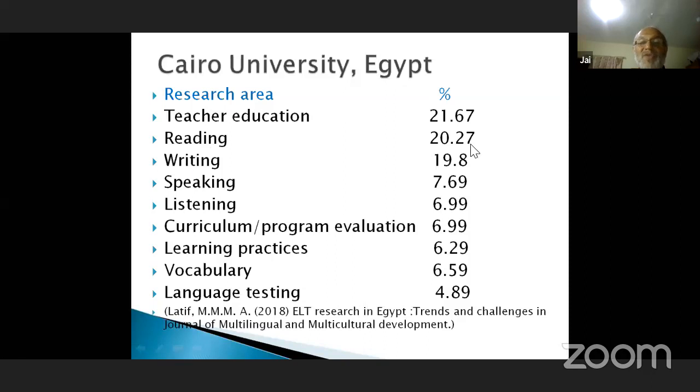Here you've got reading 20.27%, writing 98, speaking 769, listening 699, curriculum program evaluation 699, learning practices 629, vocabulary 659, language testing 489. So this is the trend that I got from the University of Cairo, just to match it with our emphasis in the ELT research area. And then taking you to Gary's New Zealand, here is one research summary where the areas in research are.